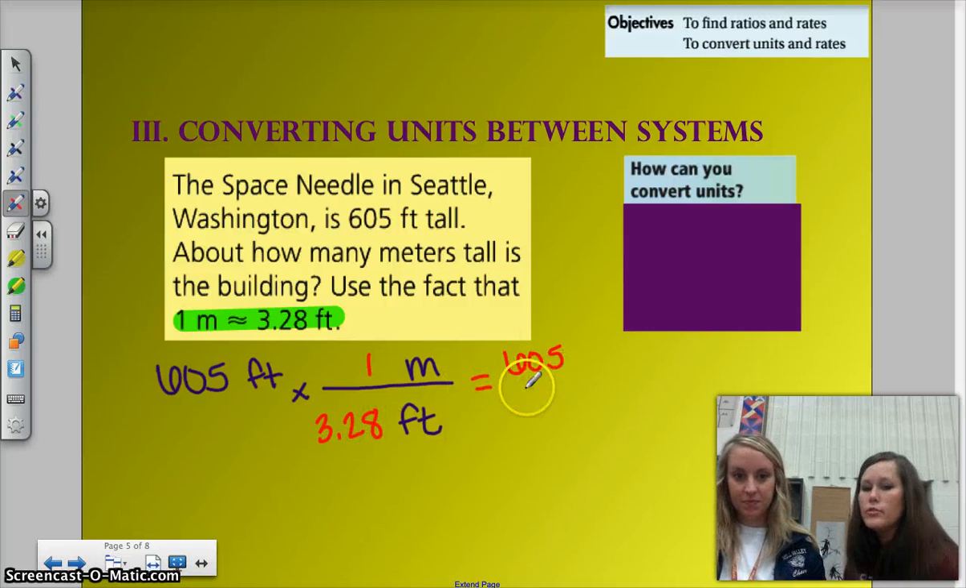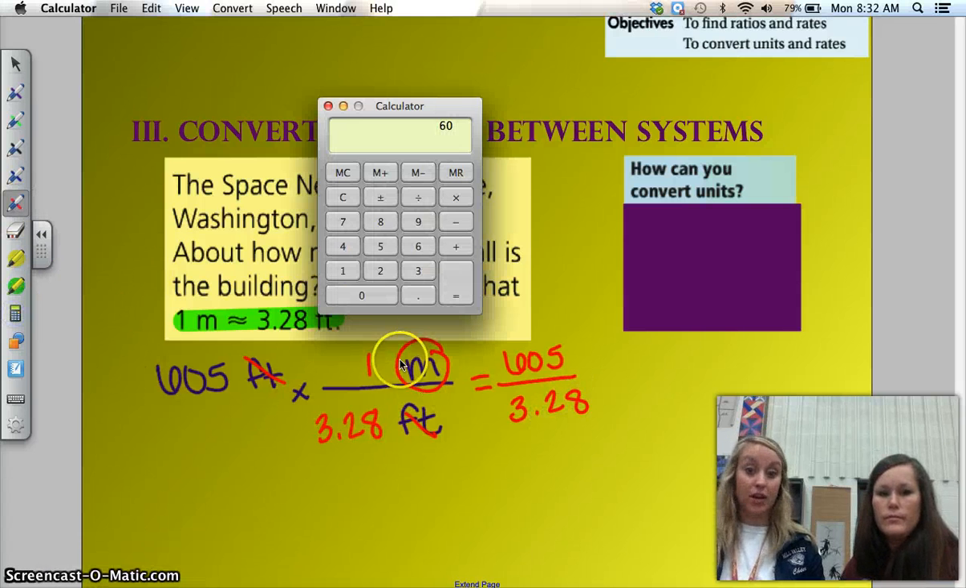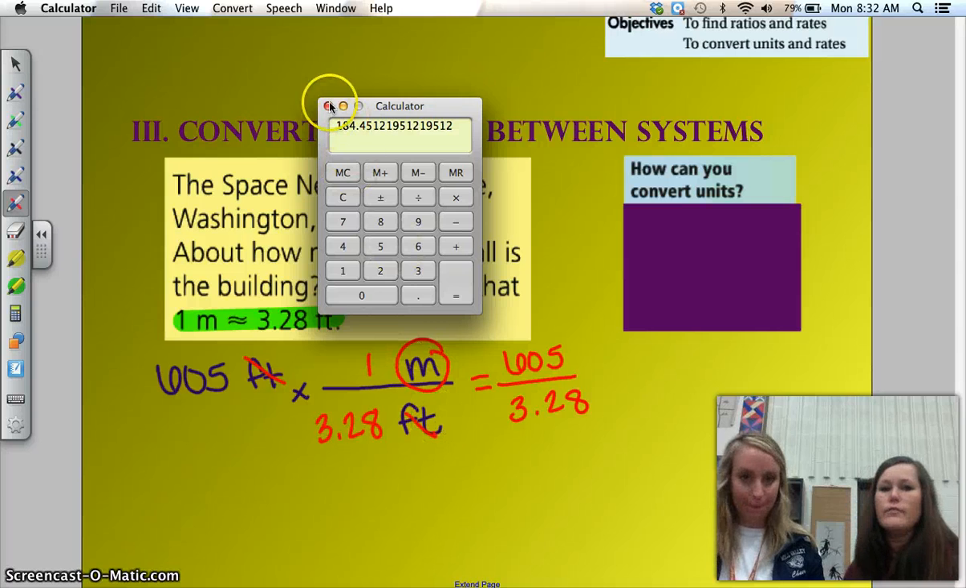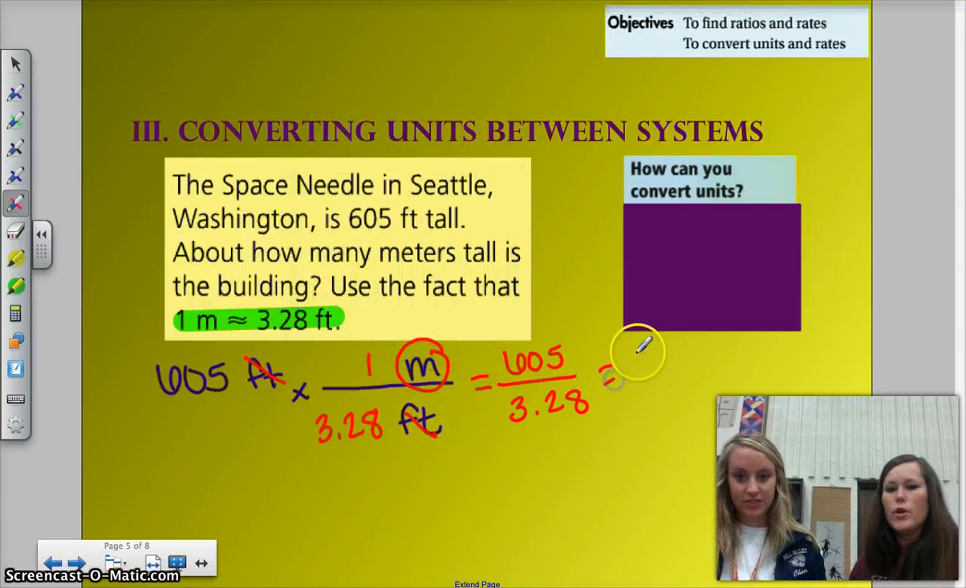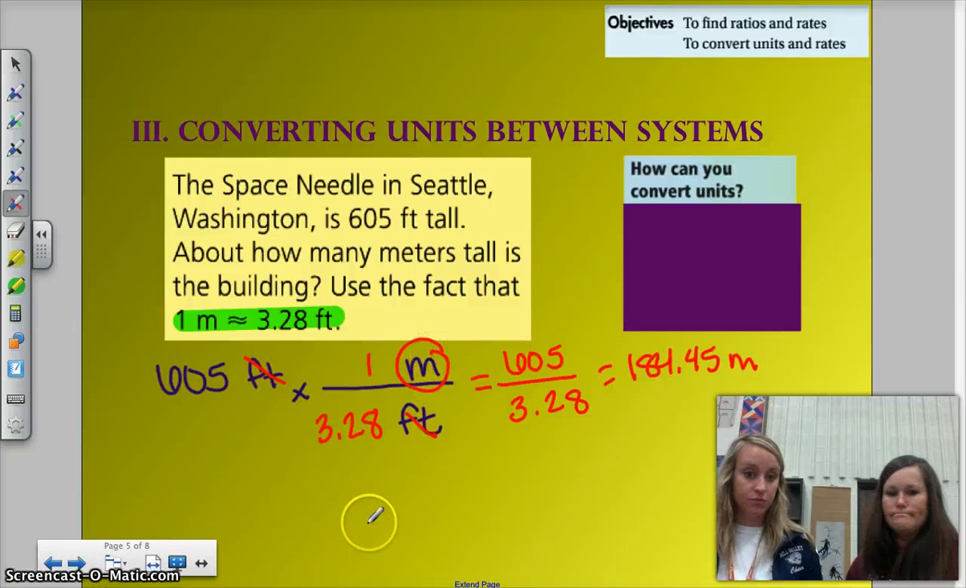Don't forget to cancel your labels. Okay, so now we're left with meters. So it's going to be divided by 3.28. Now, I do not know that one. I don't either. Not even exercising my brain coral will help me. 184.45. There you go. So it equals 184.45 meters. And if you're confused, go back to the one that is circled.